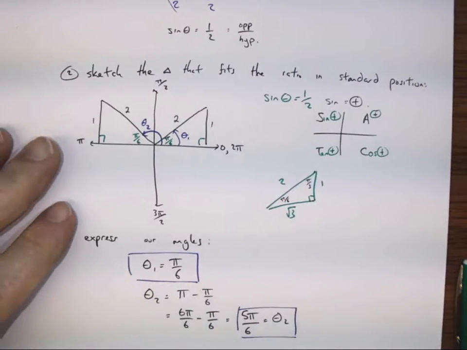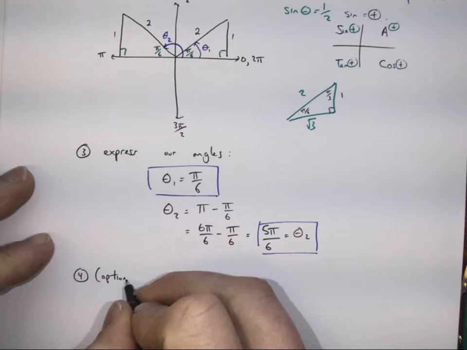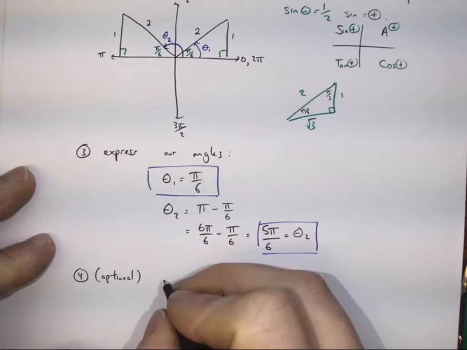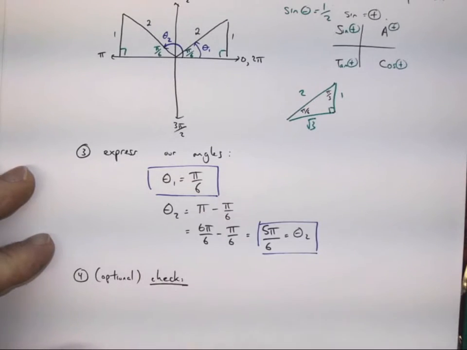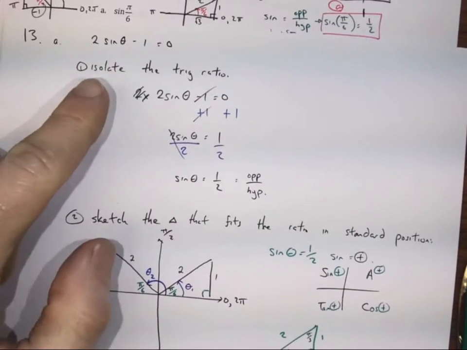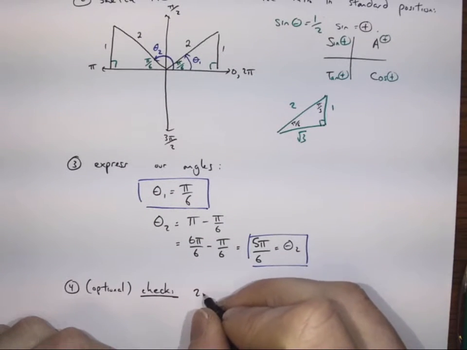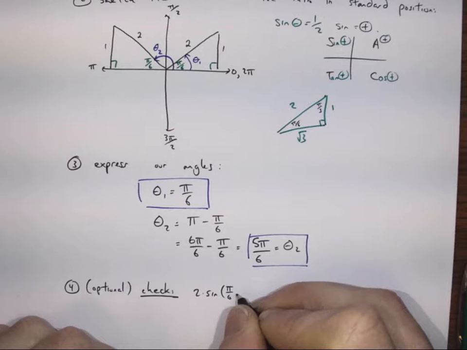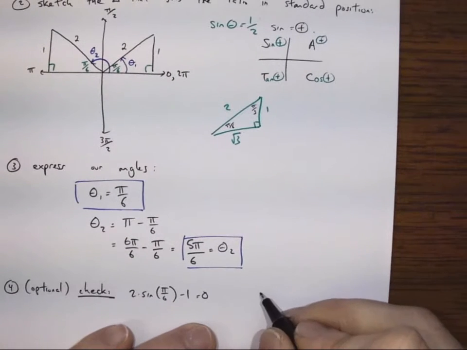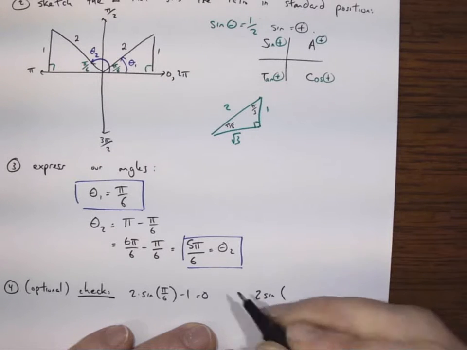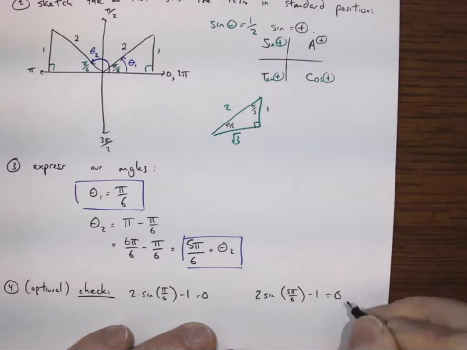Now, if you wanted, we can do an optional step. I'm not going to do this for all of them, but I would encourage you to. We can check our answers, right? We can say, okay, if that's true, then if I put that in for theta in the original question, 2 times sine of pi over 6 minus 1 has to be equal to 0. It must also be true that 2 sine of 5 pi over 6 minus 1 equals 0, right?